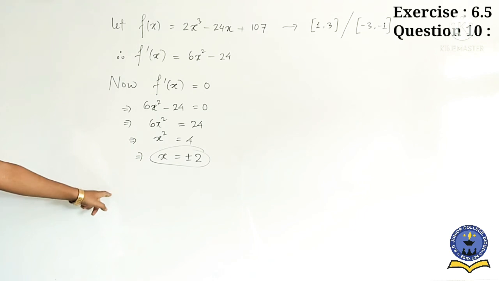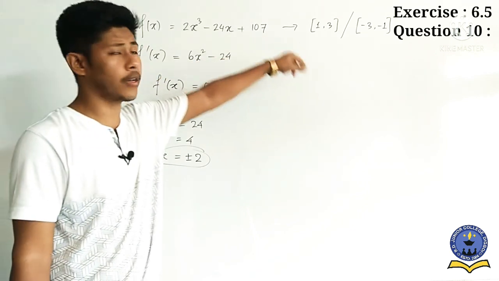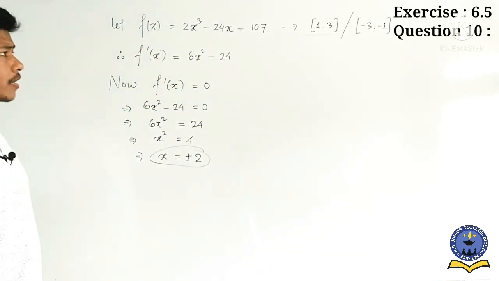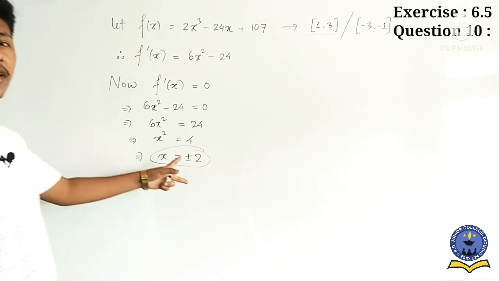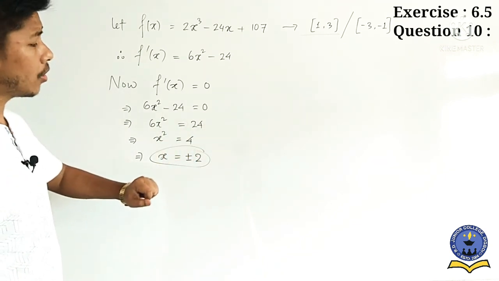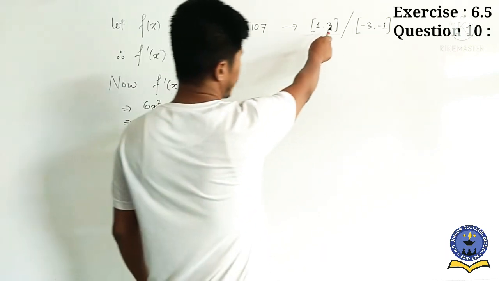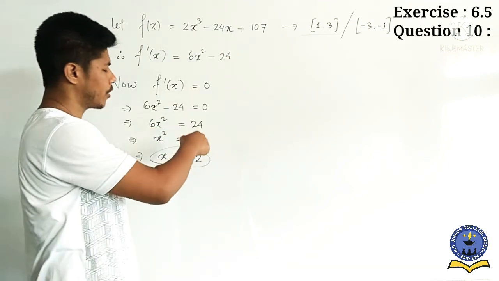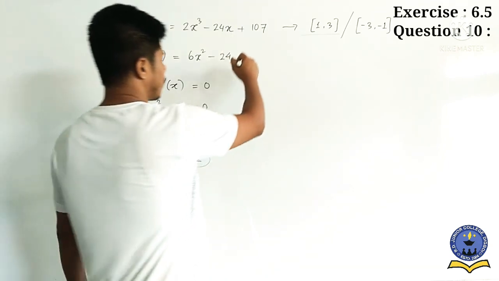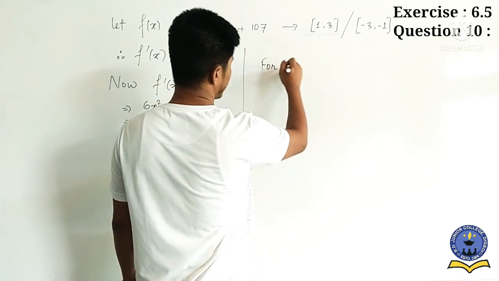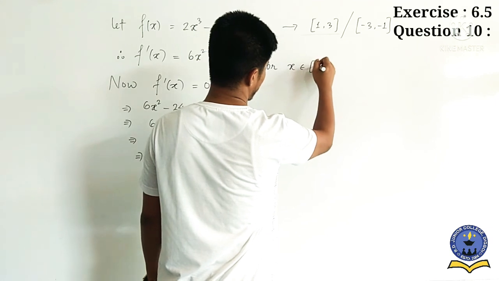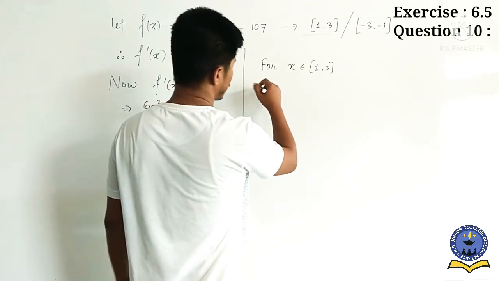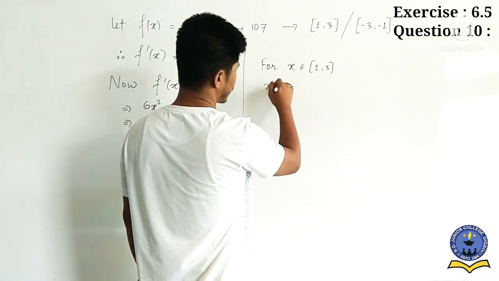Now one by one we have to find out. For the first interval, which is [1, 3], we get 2 points: one is 2, another one is minus 2. In the first interval [1, 3], which one is included? Obviously the positive one. Between 1 and 3, the positive 2 is included. So for x belonging to [1, 3], we choose x equals 2.